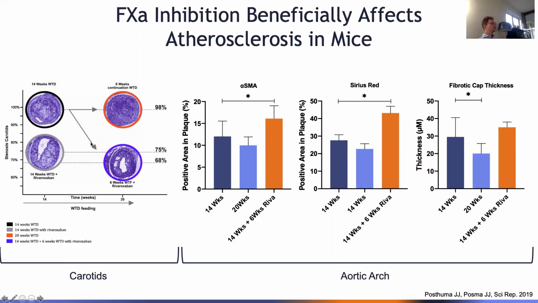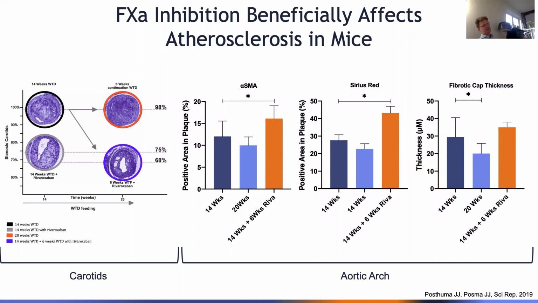What's even more interesting is that if we look at our 20-week model, we see that in our control group the stenosis stays the same. So nothing happens with the degree of stenosis in our 20-week control model. However, if we assume that the rivaroxaban-treated group starts off at 100% stenosis, we might even speak about regression of plaques inside the carotids of these mice. So that's really interesting. We also looked for this in the aortic arch. A similar trend was visible, but we probably lacked enough power to get that significant.